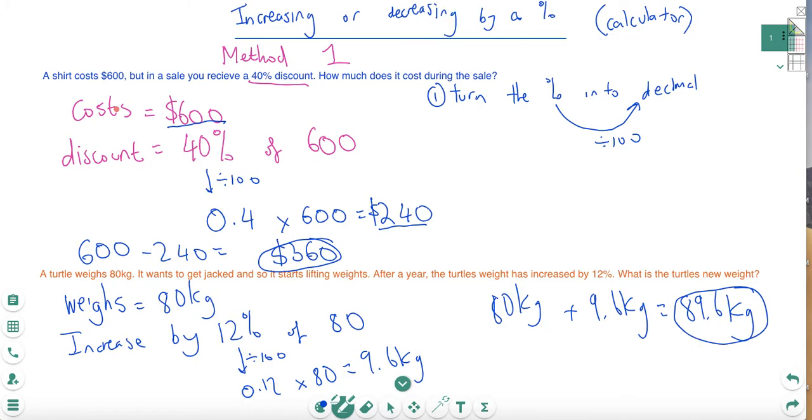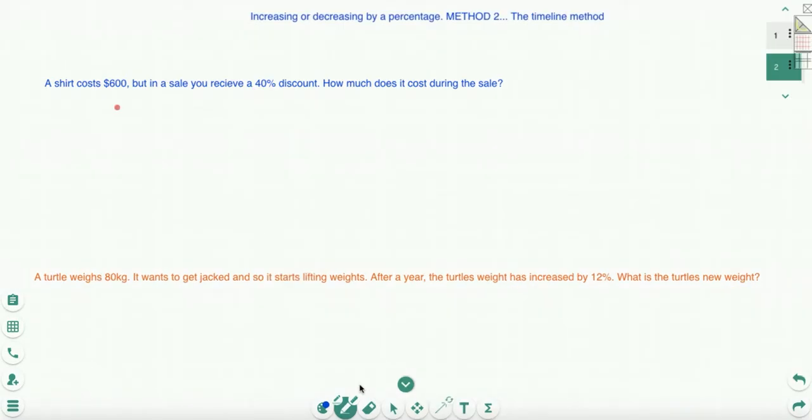And next we're going to do method 2, which is a method I want you guys to be practicing a little bit more as you get more advanced. Guys, method 2 on how to increase or decrease by a percentage. This method is called the timeline method. I think this method is better than the previous method because it'll help us with something called reverse percentages and compound interest and depreciation, which we'll get to another day.